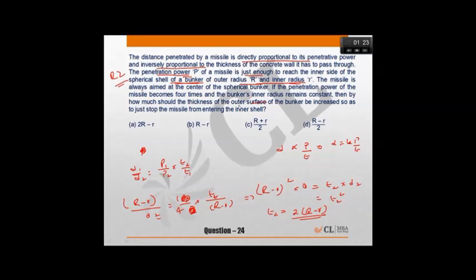So the question was how much should the thickness of the outer shell be increased? It should be doubled. Earlier the thickness was R minus r, now it should become 2 into (R minus r). 1 minute 16 seconds left.